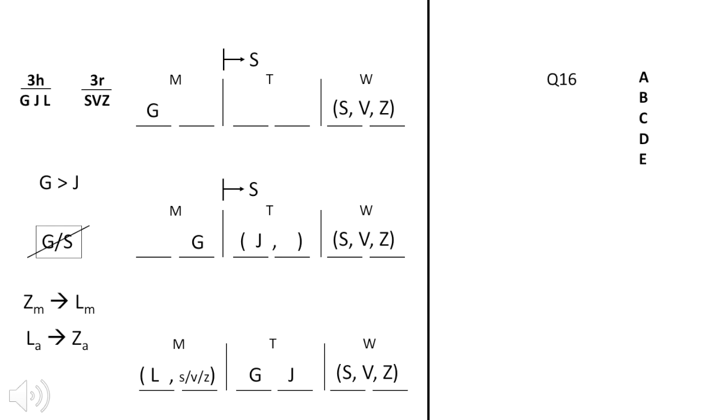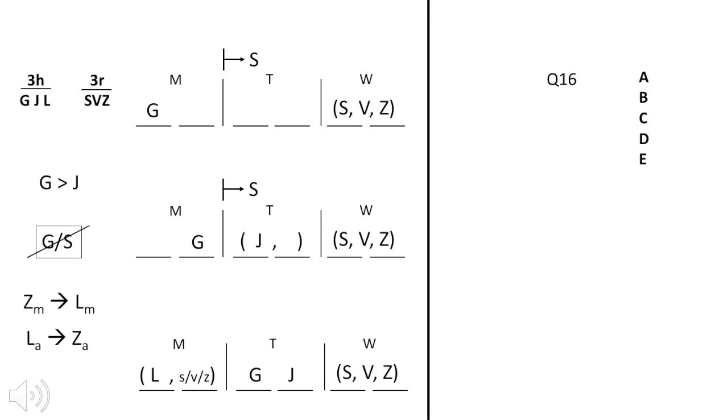The next three questions finally introduce some conditional statements. These are going to allow us to make additional inferences based on the new rules introduced. So question 16 puts G on Tuesday and asks which of the following could be the buildings inspected in the afternoons Monday through Wednesday. If G is on Tuesday, we know that we're working with a third diagram and J must be the second afternoon. We can immediately eliminate any answer choice that does not list J second.